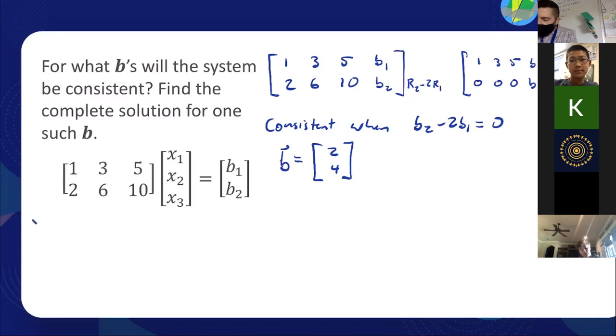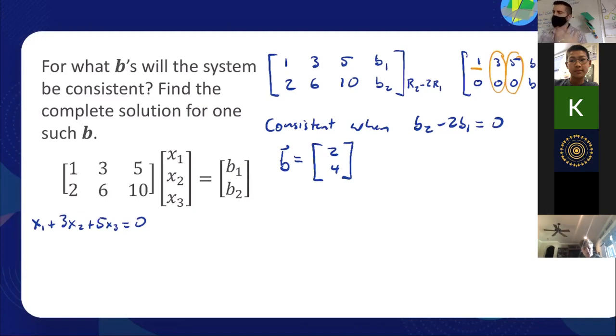So we'd have x1 plus 3x2 plus 5x3 equals 0. Our second one would be 0 equals 0. Again, the second equation is not super useful here. We have a pivot in column 1, none in row 2, meaning x2 and x3 are our free variables. So we're going to end up with 2 vectors in the homogeneous solution.